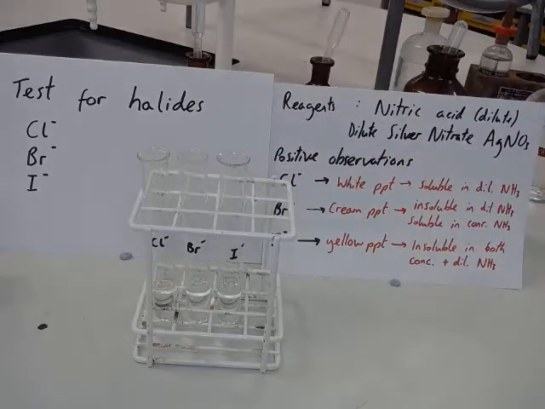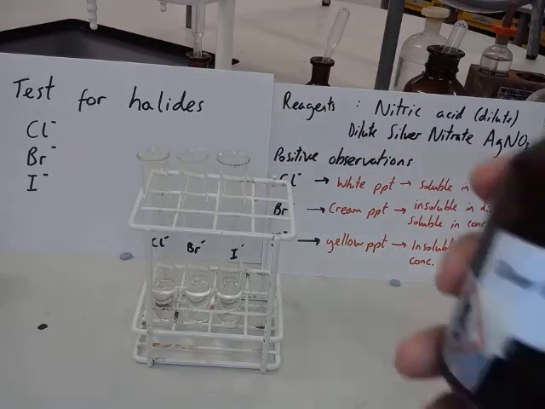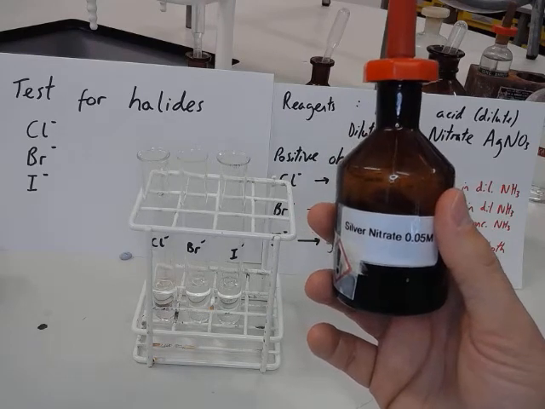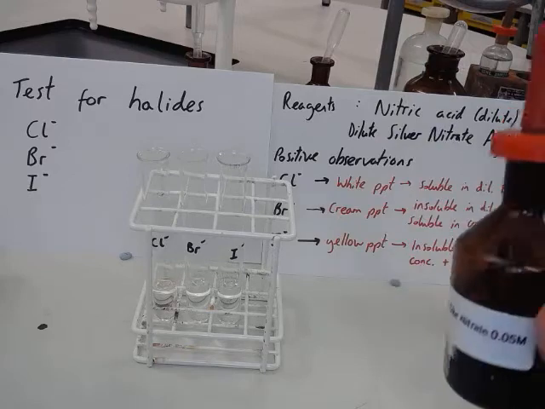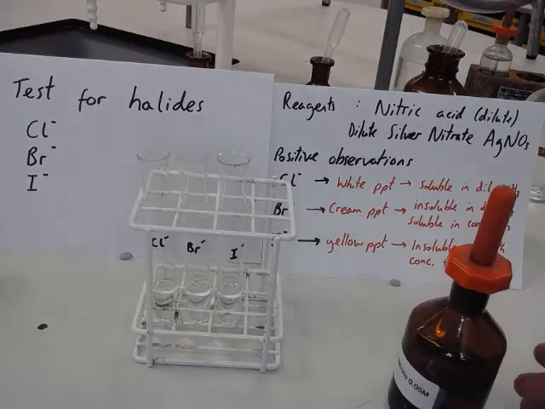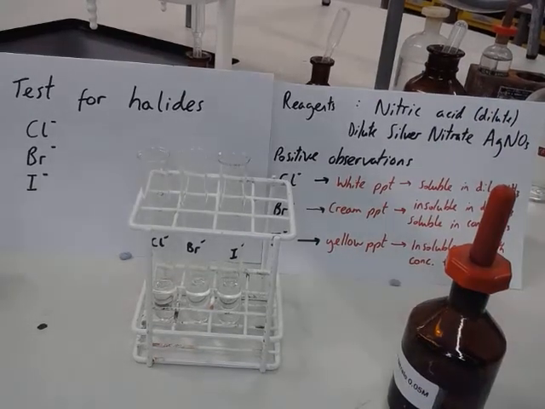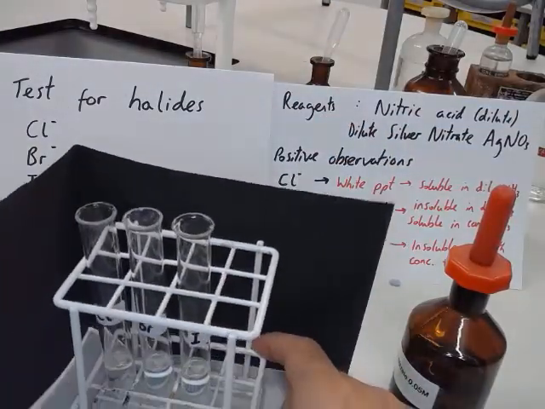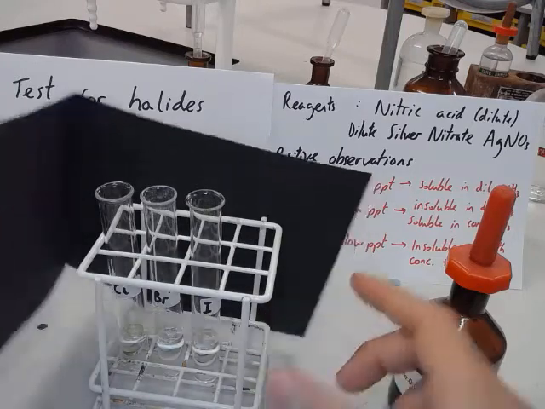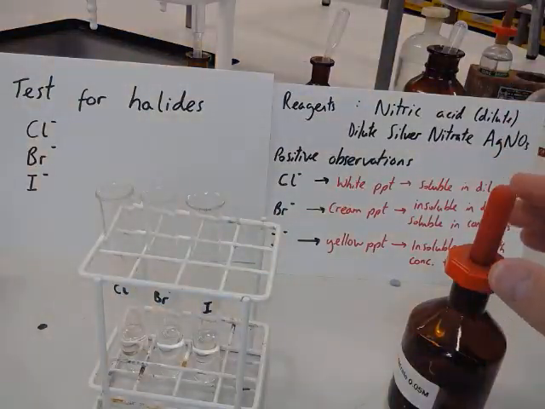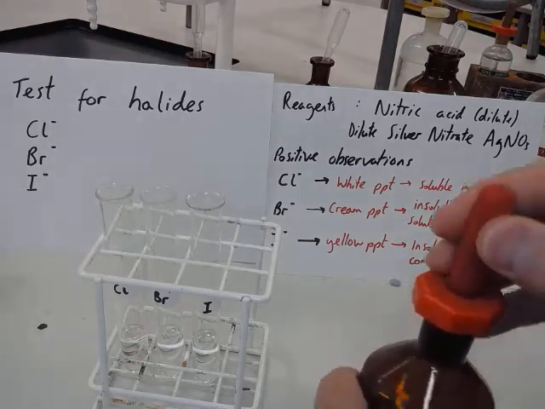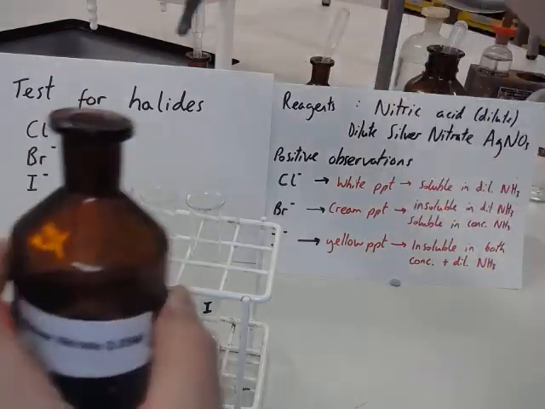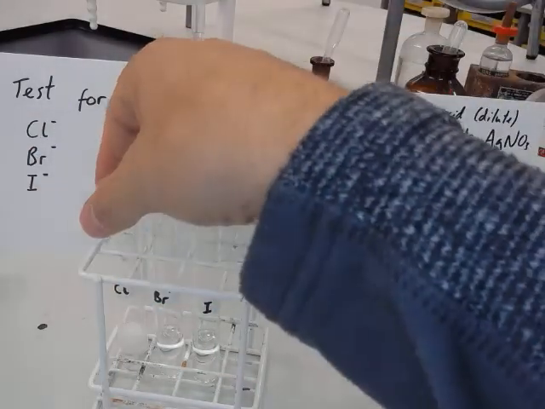Right, now to each one I'm going to add some silver nitrate solution, quite dilute, 0.05 moles per dm cubed. Okay, so I'm looking out for precipitates. So I'm just going to put this around it just to see if we can see it a little bit better. Any precipitate that might come along. Let's just put it on like this first. So this is the first one. This is the chloride.